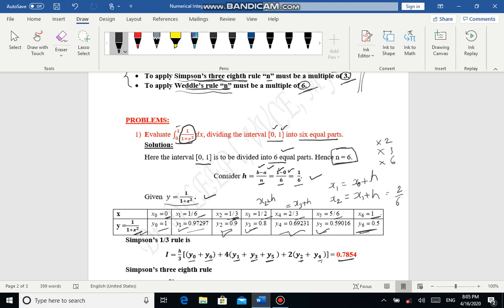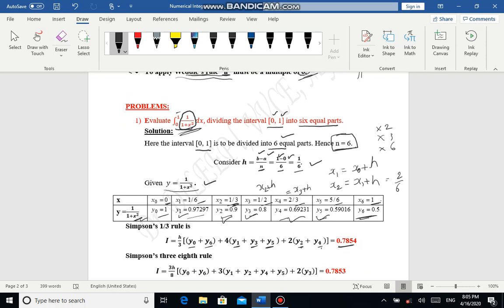Integral 0 to 1, 1 by 1 plus x squared dx is 0.7854. This is by using Simpson's 1/3 rule. Now we'll explain the same thing for the 3/8 rule.